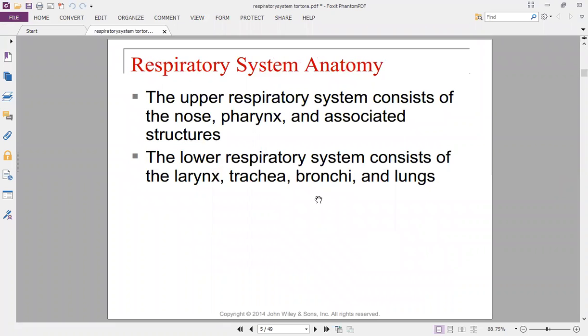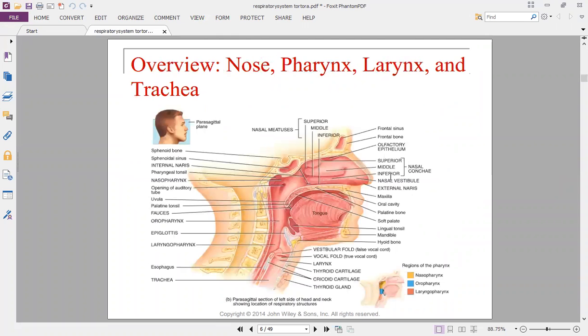The respiratory system upper includes the nose, pharynx, and the associated structure. The lower system includes the larynx, trachea, bronchi, and lungs. If you go to the internal anatomy, you can see that there are empty spaces in your facial region, which are called the sinuses. These sinuses are surrounding your nose. There is olfactory epithelium present in your nose, through which you can sense the different smells in your surrounding.